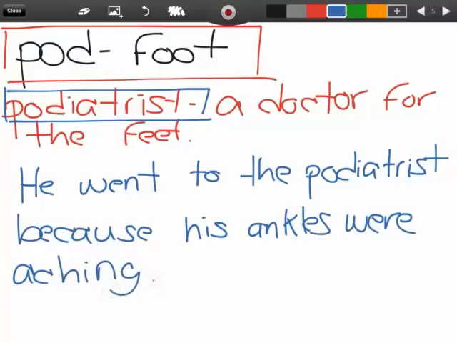I'm going to go ahead and use this word in a sentence so you can understand it better. I'm going to go ahead and read that to you. He went to the podiatrist because his ankles were aching.